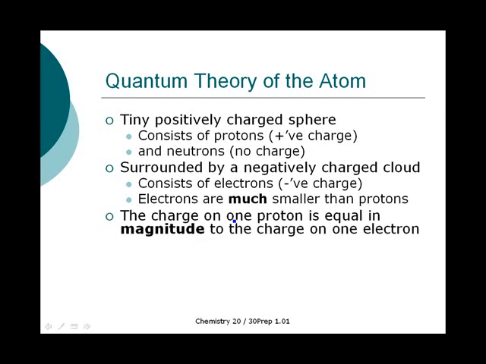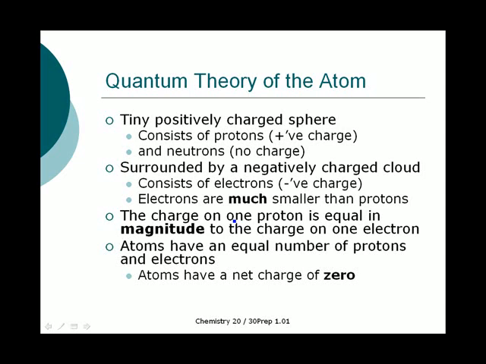The charge of a proton is equal in magnitude to the charge on one electron. So even though there's a size difference between the two, they both carry the same amount of charge, but with opposite amounts. So the net charge of an atom is always going to be zero because atoms have an equal number of protons and electrons. For every positive charge in the center of the atom, there is a negative charge in that cloud around the atom.